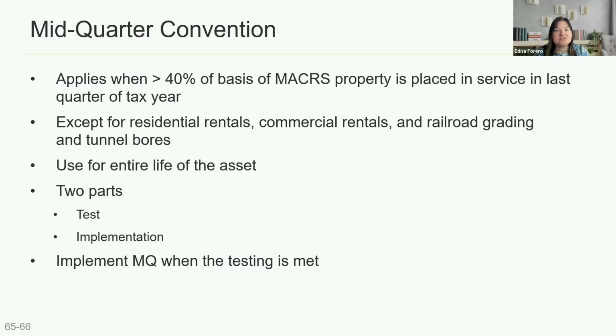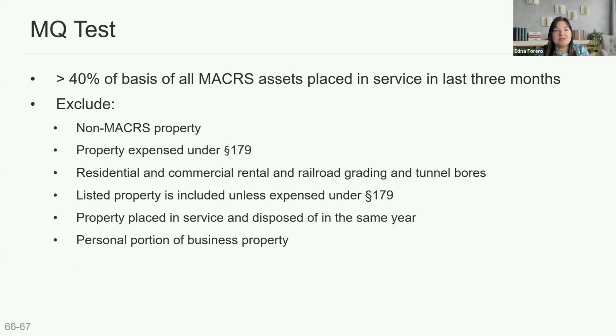The mid-quarter convention test, as we mentioned, is over 40% of all assets placed in service in the last 3 months. It excludes nonresidential property, property that's been expensed, which makes sense. If you expense the entire cost of the item, you're not going to also depreciate it. Residential and commercial rental and railroad grading and tunnel, of course. Listed property is included unless it's expensed under 179. Again, we've taken the cost, so there's nothing left to depreciate.